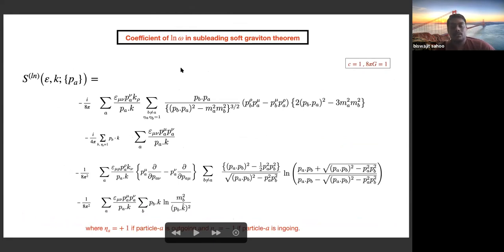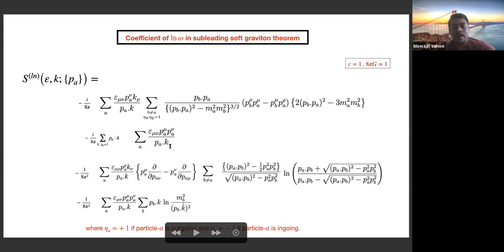So at subleading order, we find that it goes like log omega, and the coefficient of log omega I have written here explicitly. Here you can see those are determinants in terms of the momenta of the incoming and outgoing particles and the momenta and polarization of this soft graviton. And one thing I want to mention: in the first two lines, I am using the convention eta A is +1 if the particle is outgoing, -1 if incoming.